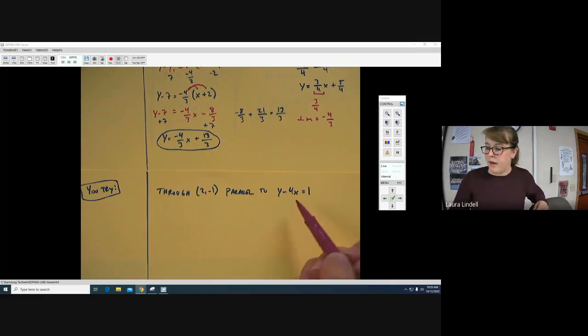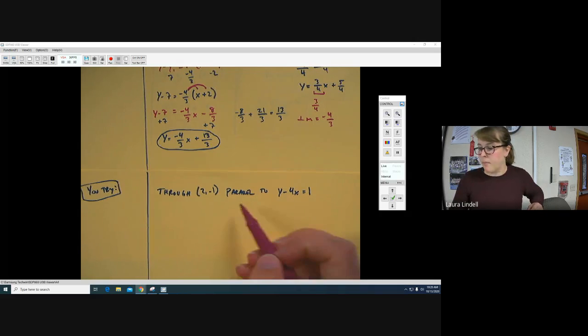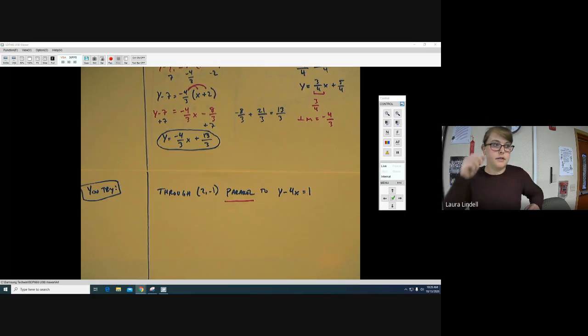Remember on this one, you do have to move the x over to get your slope first. And this time we are doing parallel. So that tells us same slope. Go ahead and give it a try. When you think you've got it, type pumpkin spice in the chat.